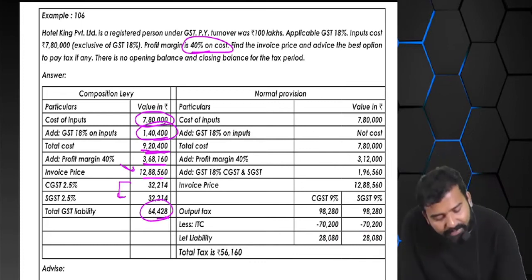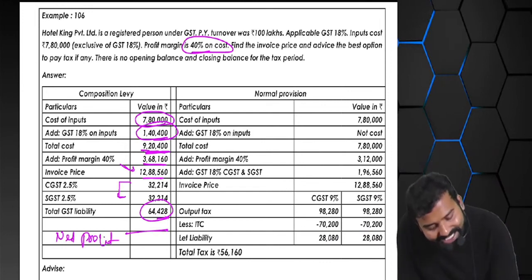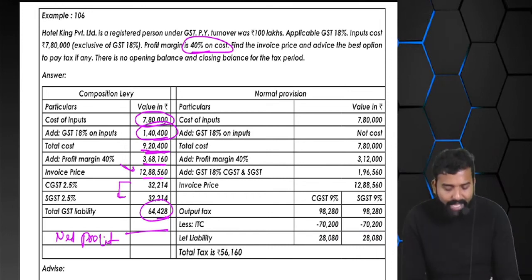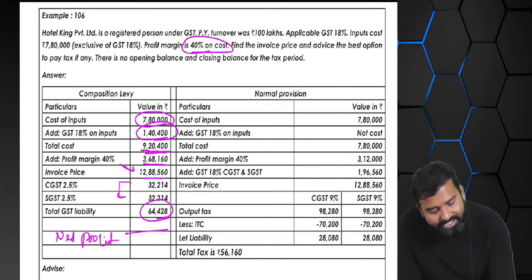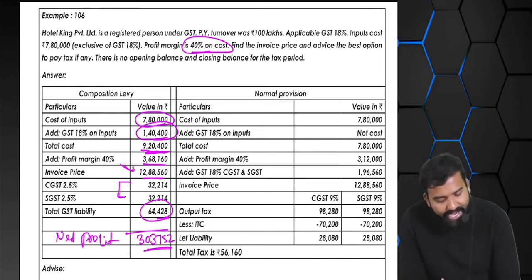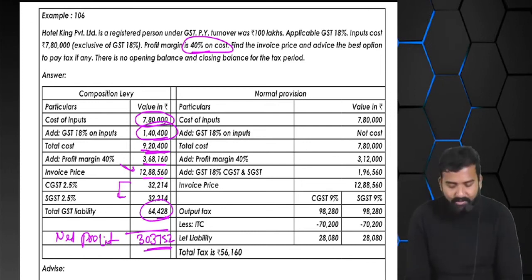Sir, can you tell me what will be his net profit? If the question says calculate net profit, then he was charging a profit of 368,160. Out of that, he will be paying tax of rupees 64,428. So 368,160 is the profit, minus 64,428 he will be paying. His net profit will be 3,03,752. He will be receiving a net profit of 3,03,752 in the composition scheme.